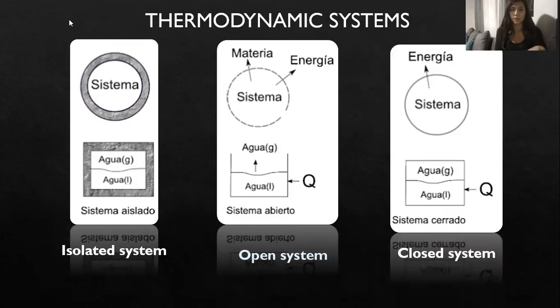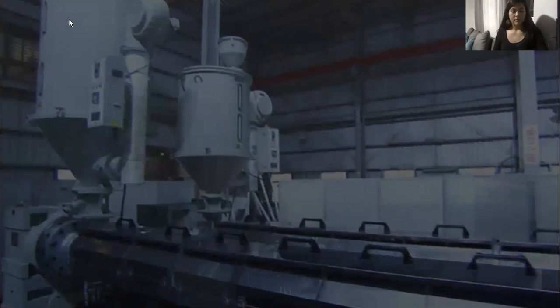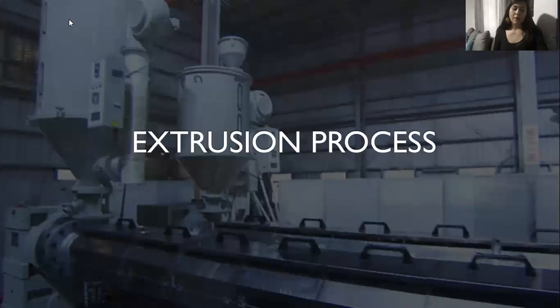Closed system. It's one that exchanges energy, heat and work, but not matter with the surroundings. Its mass remains constant. Now let's go and talk about the extrusion process.